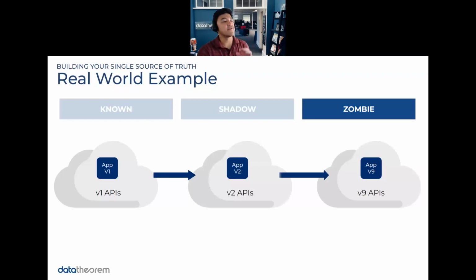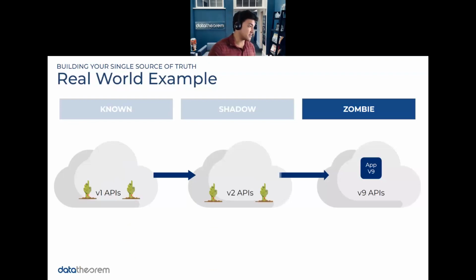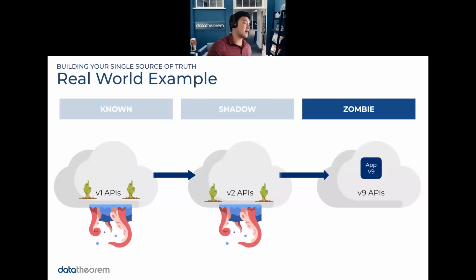But by the time you're at version 9, these APIs that you have over in version 1 and version 2 of your application, they're not necessarily even going to be used anymore. And so this is what we call zombie APIs. And with zombie APIs, the reason why they create such a big security threat is because these APIs can also be linking back to cloud resources that you might have forgotten about before.